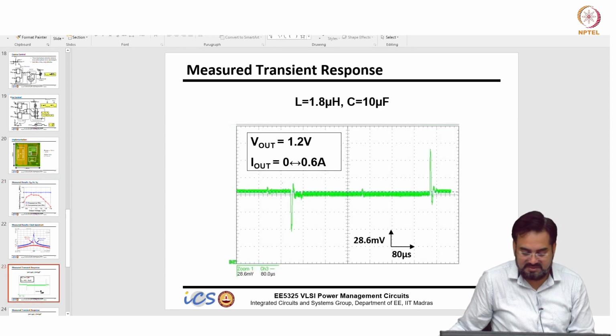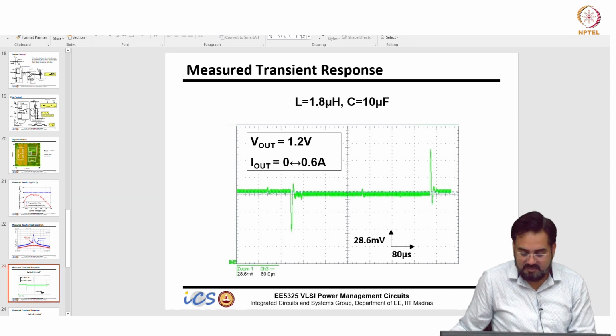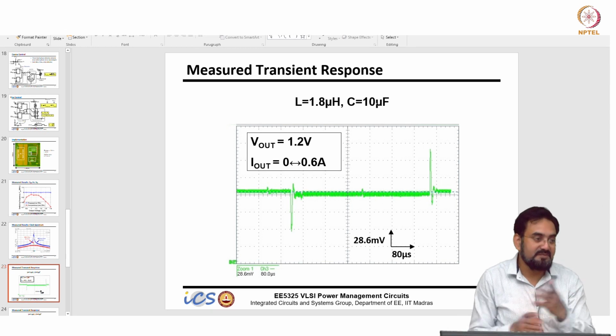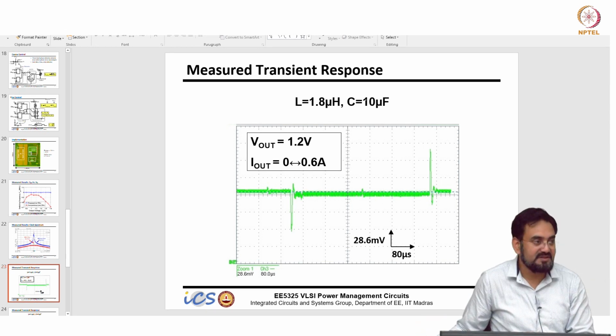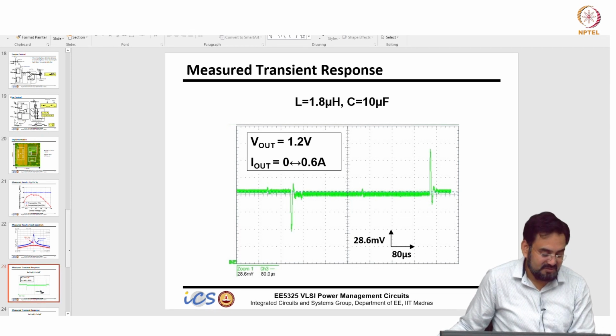This is your transient response, 0 to 600 milliamp, 1.2 volt. So roughly 56 to 60 millivolt undershoot you see, which is 5% of this 1.2 volt, and I am using 1.8 microhenry and 10 microfarad. I mean 1.8 micro is slightly on the higher side compared to the 10 microfarad cap. Usually try to keep 10x kind of a separation between these two. So if I use 20 microfarad, obviously it will improve, or if I use 1 microhenry and 10 microfarad, then you might see a better response.